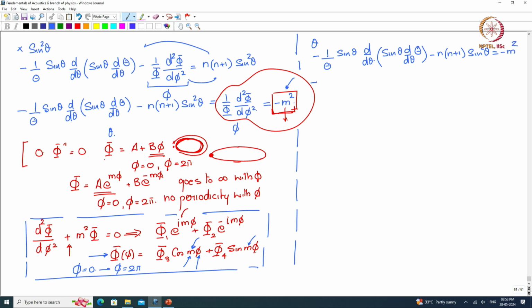Okay, again we divide by sine square theta and we get 1 by sine theta d by d theta of sine theta d by d theta of theta plus n into n plus 1 minus m square by sine square theta theta equal to 0.